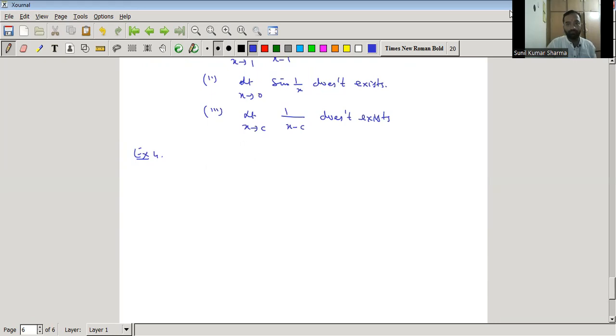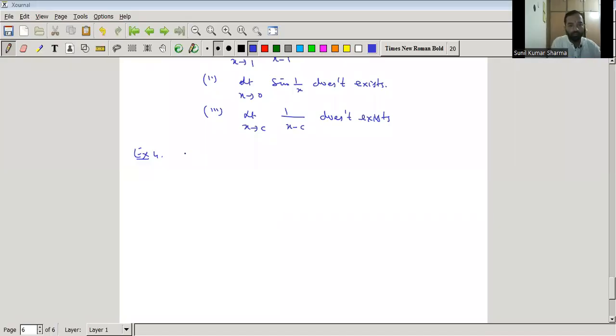To evaluate limit x goes to 0 of x into sine 1 upon x. So we have to evaluate the limit as x goes to 0.